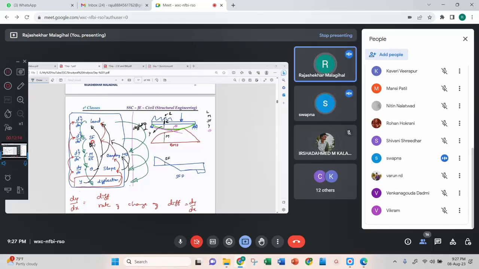Sum of all the vertical forces means sum of all the loads. That is integration of load. That is your shear force. Just below that one is there. Means you can do it like this also. Sum of all the shear force, bending moment. Sum of all the bending moment, slope. Sum of all the slopes, deflection. Correct? This you have to remember. Now we'll go to the PDF.